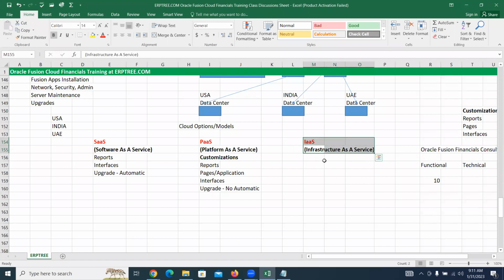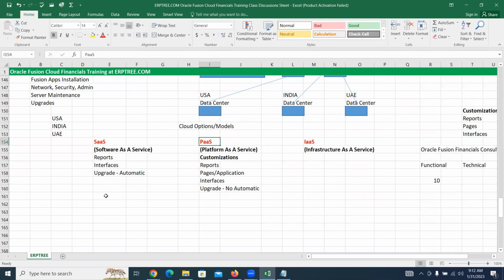If you want to use Fusion applications, you are not related to IaaS. The Fusion applications will be available from Oracle in these two forms only: SaaS or PaaS. You can call these cloud options, cloud models, or cloud deployment models. So SaaS or PaaS we are going to use. Most of the companies, more than 95%, are using SaaS, and very few clients are using PaaS. What is the difference between SaaS and PaaS?